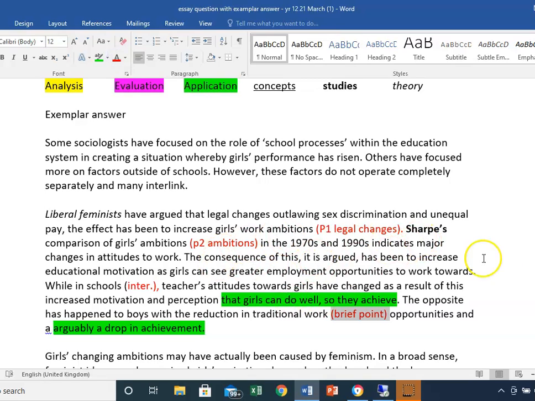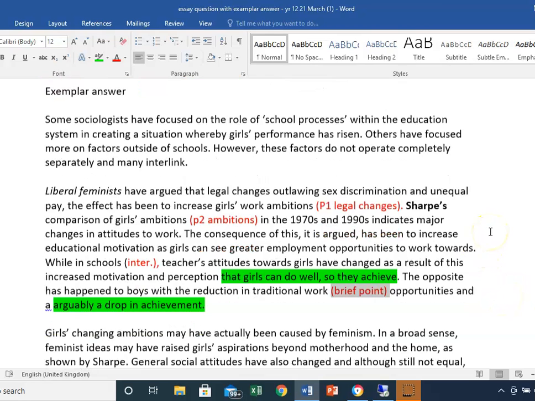I would say that point in itself is not quite a bit of analysis here because they've recognised the interrelationship, but they haven't made it explicitly clear. So I would say that's a well-developed explanation so far, perhaps not as analytical as I'd like it to be.